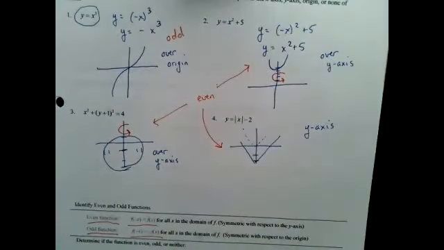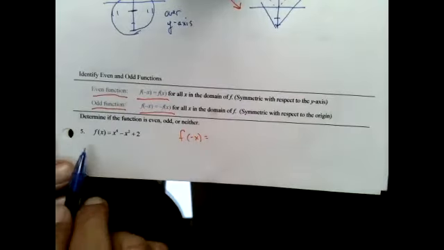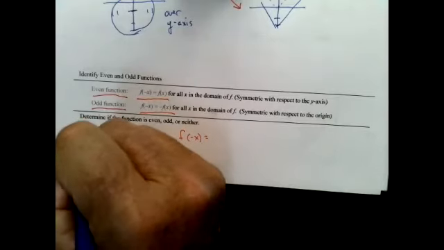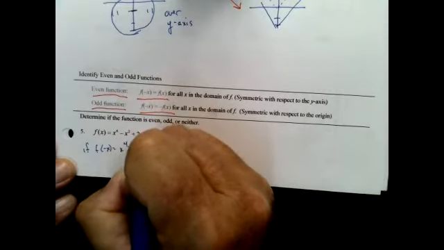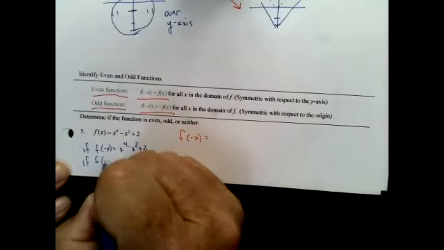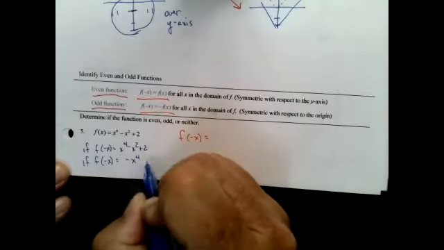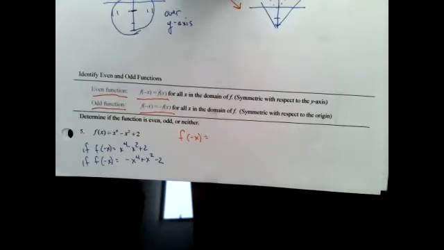Okay, so if I come down to the bottom of this page, I want to know if this is even, odd, or neither. So if I plug in negative x, it's going to be even if f of negative x equals the same thing. It's going to be odd if f of negative x equals negative x to the fourth plus x squared minus 2. That's multiplying everything in here by -1.